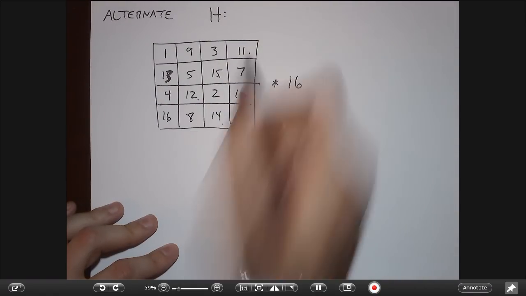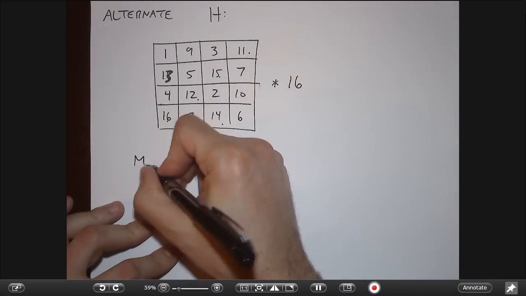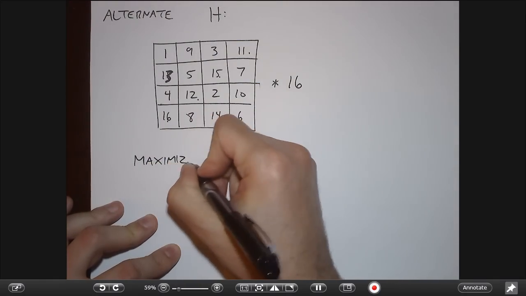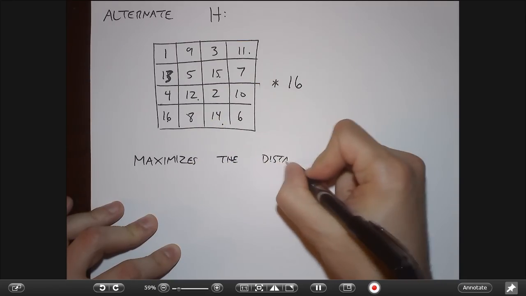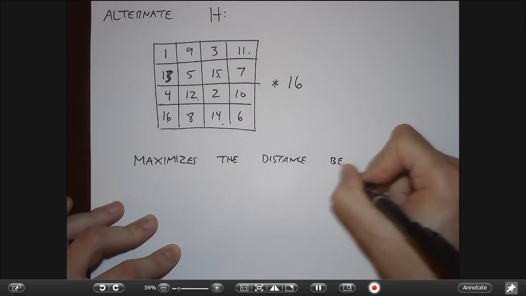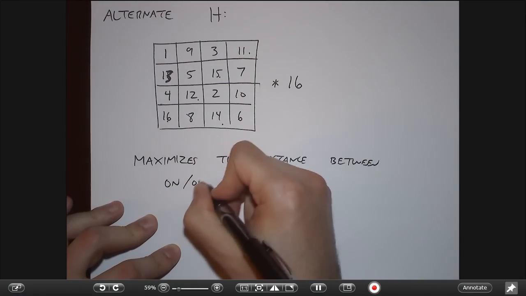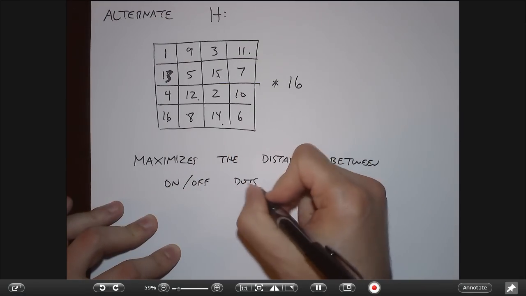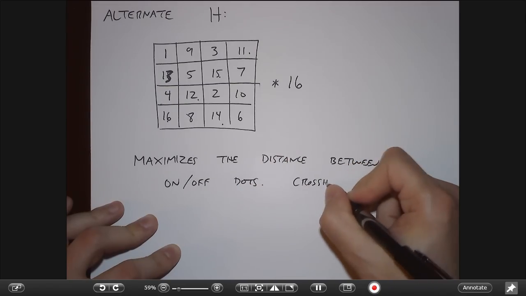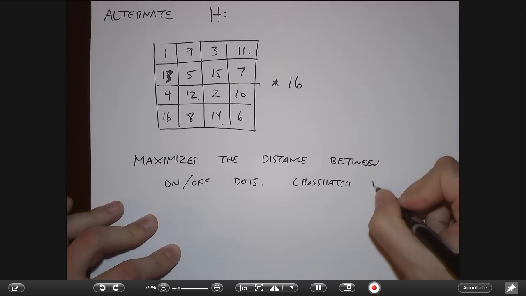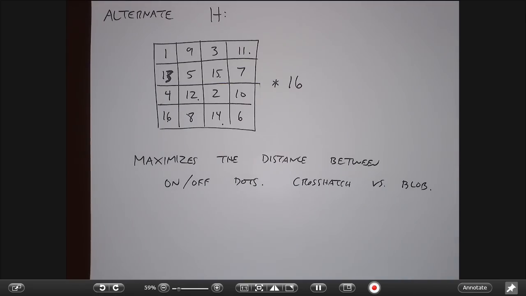So this maximizes the distance between dots that are on and off. What you get is what I would call a crosshatch kind of effect instead of a blob kind of effect. So what do I mean by that? Well, let's take a look at my images again.